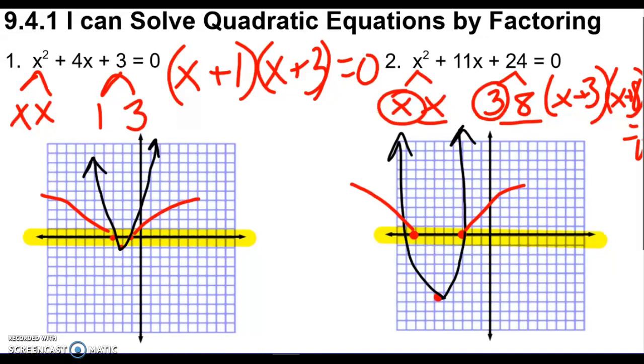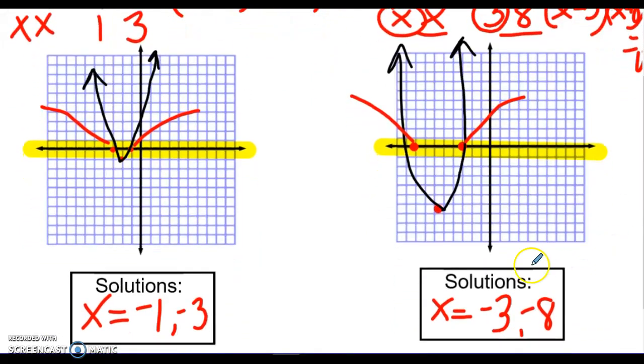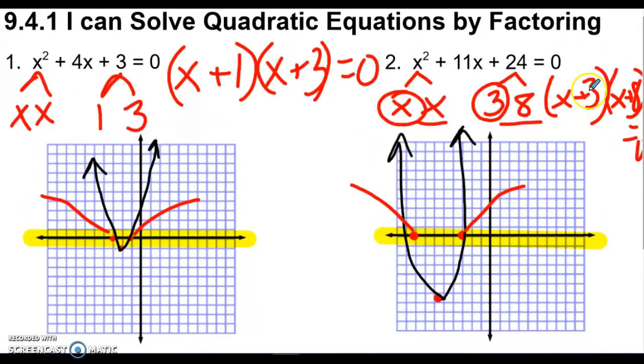I knew that when I had my two solutions, they were negative 3 and negative 8. And if I look up here, when I factor it, I get x plus 3 times x plus 8. I wonder if there's a pattern. I bet there is. Let's go to the next slide and see what we see.